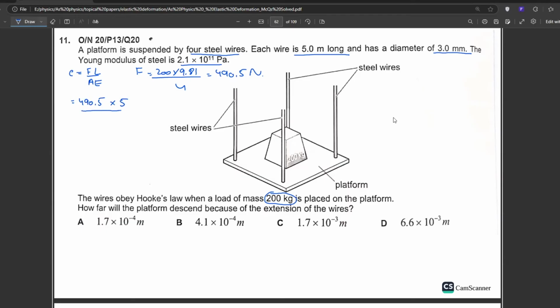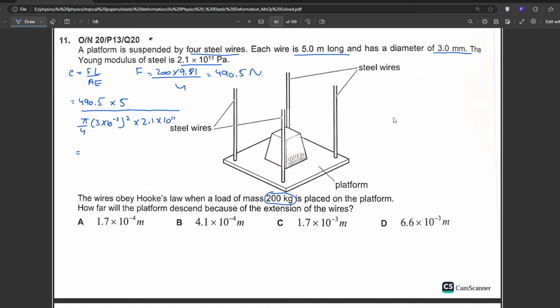Perfect. What is your area? You aren't given the area, but you are given the diameter. Pi over 4 into the diameter, that is 3 into 10 raised to the power of minus 3 whole square. What is the Young's modulus? 2.1 into 10 raised to the power of 11 pascals. Can we calculate the extension? Yes, surely we can do that.